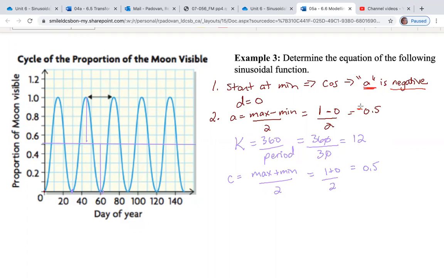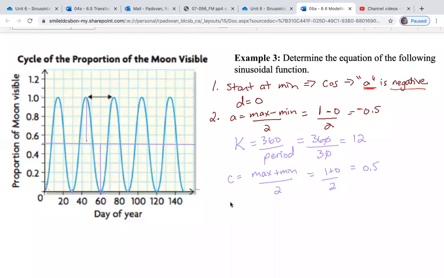For amplitude, I never use the negative, right? The negative is just telling me that it's flipped. The cos is flipped over the x-axis because it's supposed to be starting at a maximum. And so because it's starting at a minimum, then I must have flipped it. There must be a reflection there. So I think that's all the information that I need to get the equation.